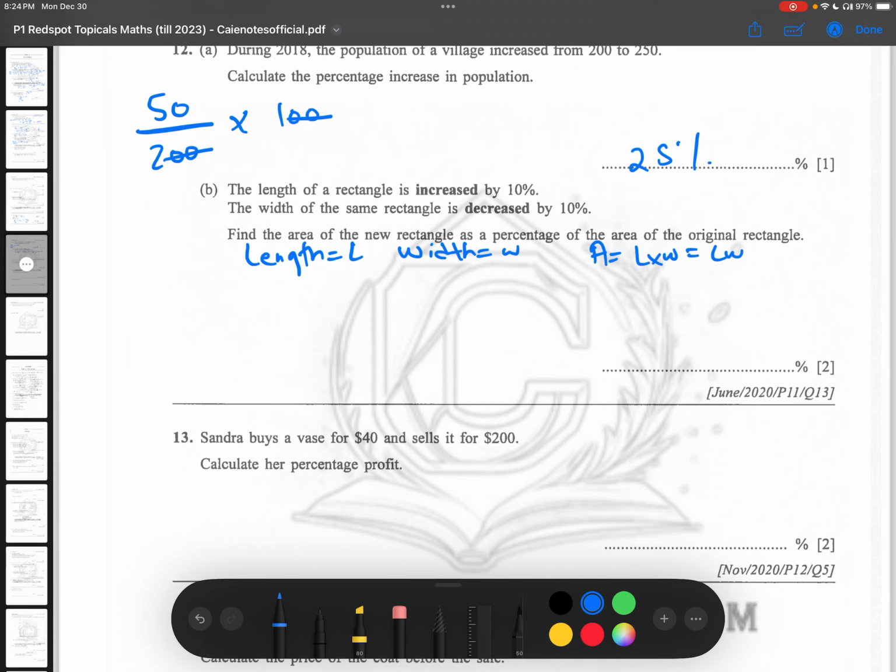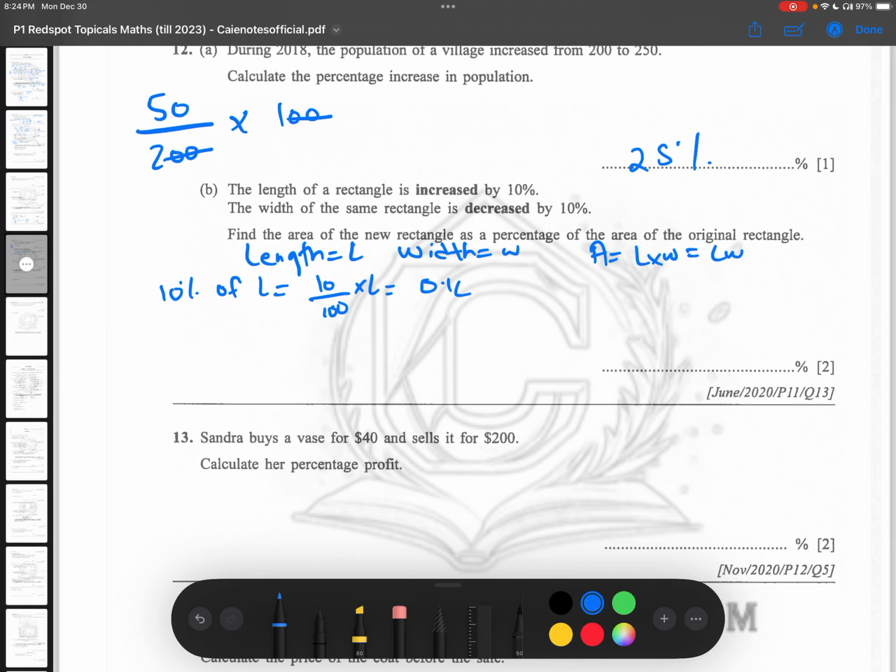Now their dimensions have been changed. Length increased by 10%. So the 10% of L will be 10 upon 100 multiplied by L. This will give me 0.1 L.